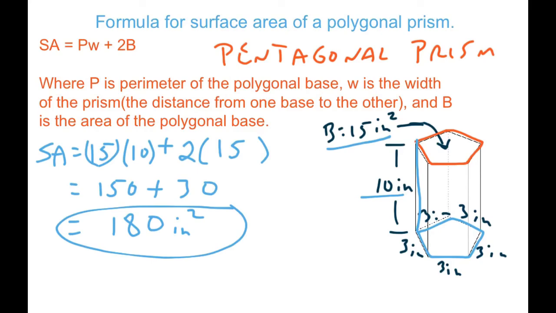And then if you have anything other than a rectangular or triangular prism, some kind of polygonal prism, sides of 5 or higher, we're going to use the same formula, and we're going to be given the area of the base. All right, good luck, guys.